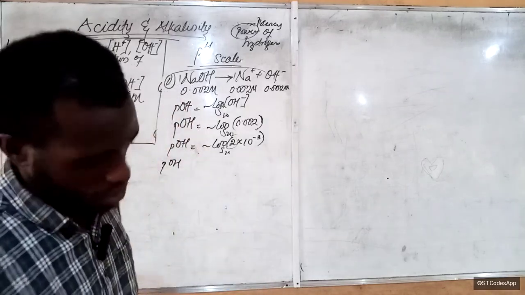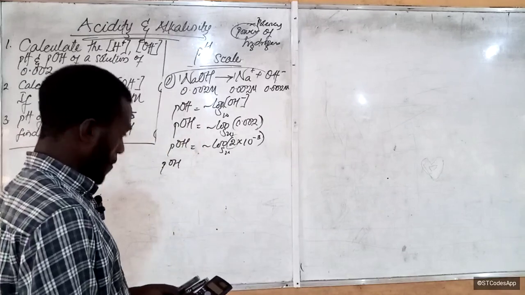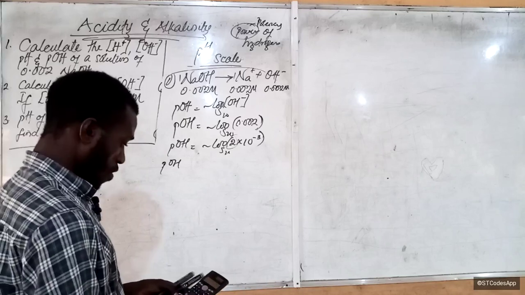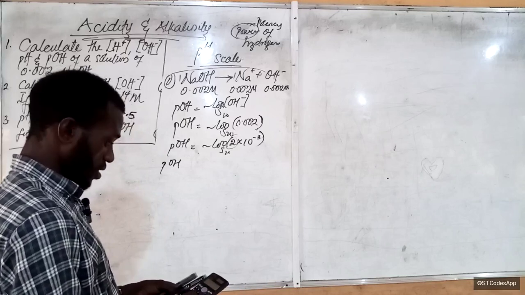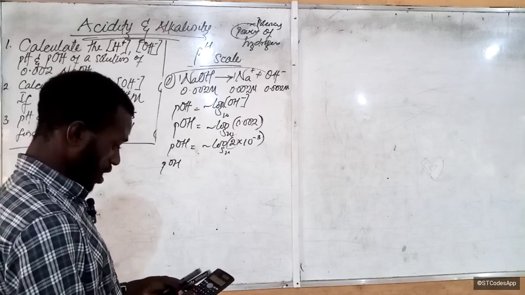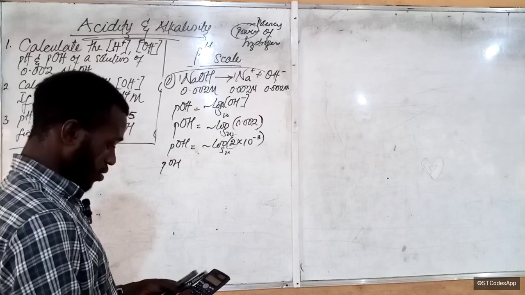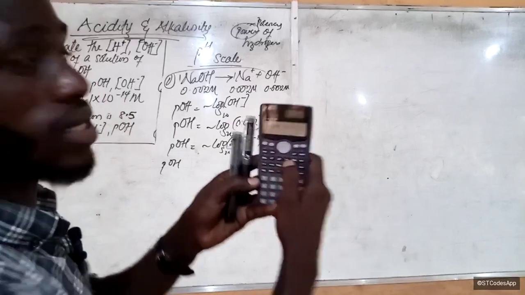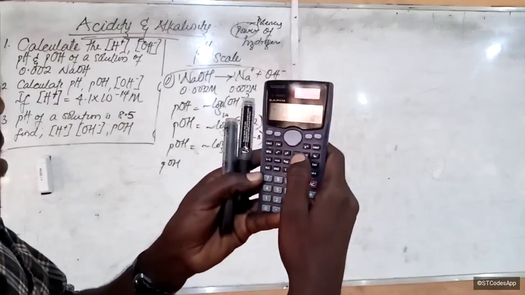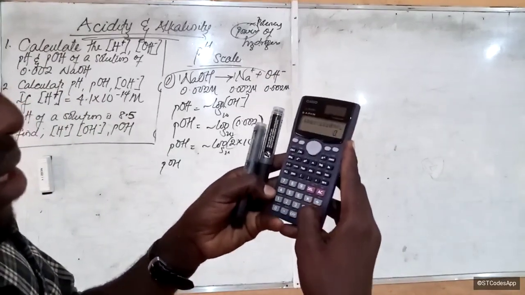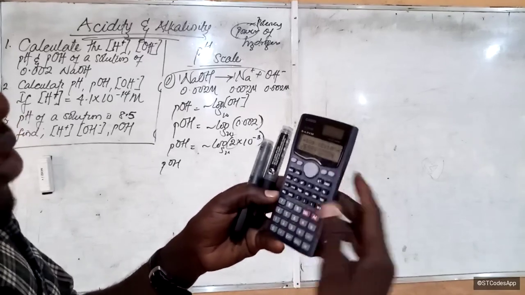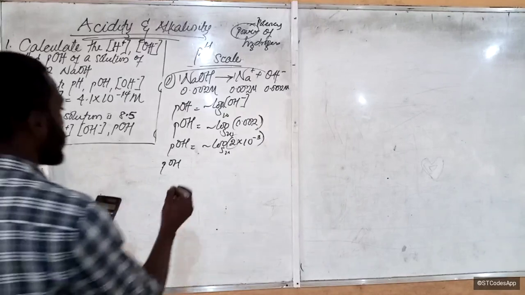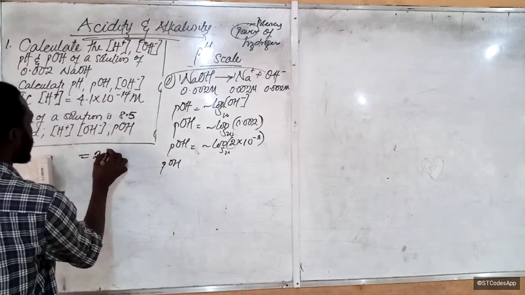Now, by using a calculator, I have negative logarithm of, open brackets, 2 times 10 raised to the power, I hope the camera can capture this, 2 times 10 raised to the power minus 3. That gives me 2.69. So 2.69 is approximately 2.7. So the answer I'm expecting is 2.7.